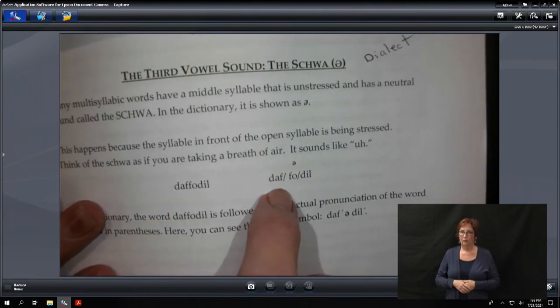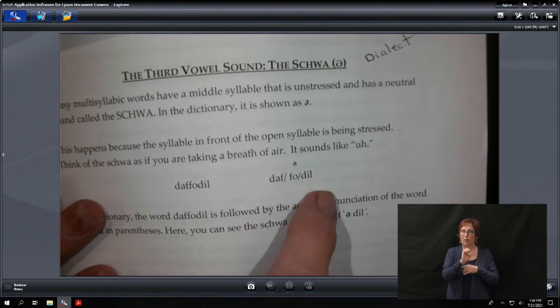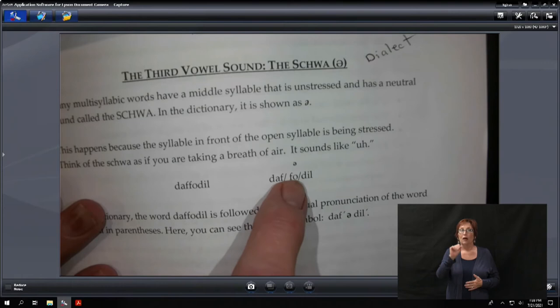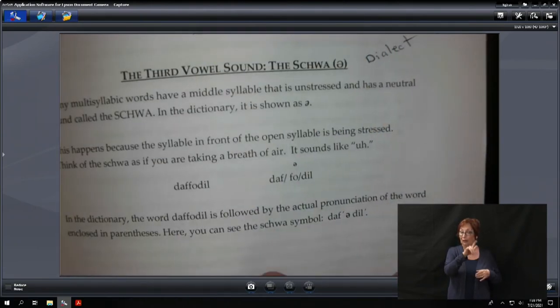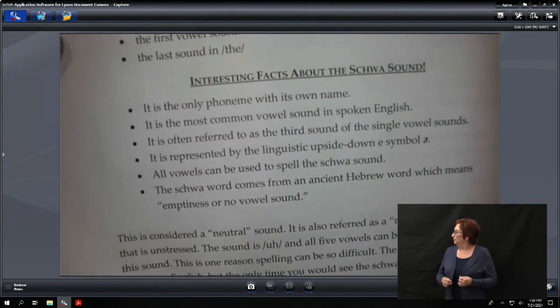I tell kids when they come to a word and it doesn't work as an open syllable, I'll say, try it schwa. Daffodil, instead of "daffo-dil." If you've never heard of a daffodil, try that second syllable schwa, daffodil. Try it open, try it schwa. It can also be in closed syllables. Try it closed, try it schwa. So let me give you some more examples. I'll give you some more examples in a minute.